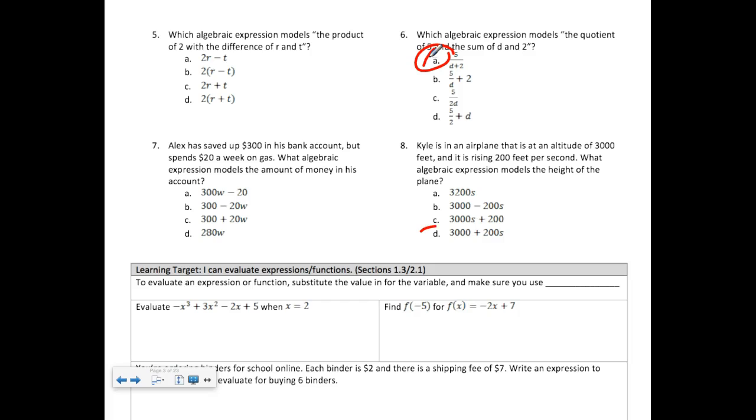Okay. And did everyone get D? Okay, it says it's rising, so we have to have a plus. If it was descending, that's when we'd have a minus. I'll give you these two answers in case anyone's gone ahead or if you want to study it for later. This one is B and this one is B.